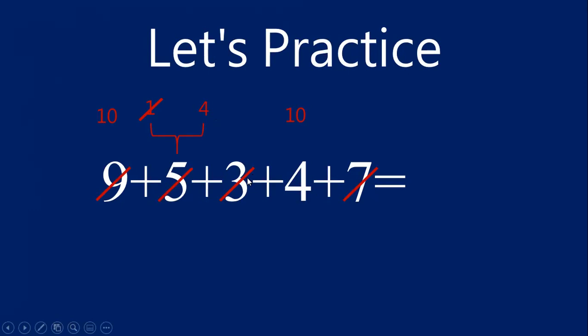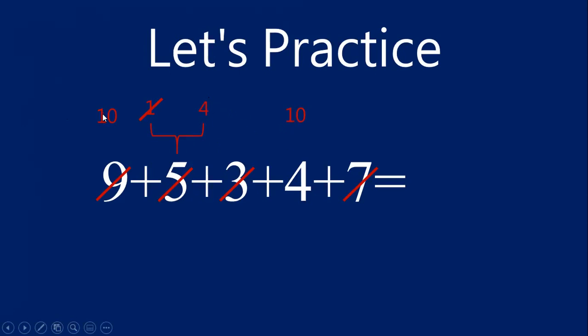So now I've accounted for the 9, the 5, the 3, and the 7. I still have this 4, and I still have this 4. I don't have any more complements, so now I'm ready to add. I have one set of 10 plus the second set of 10 plus 4 plus 4.